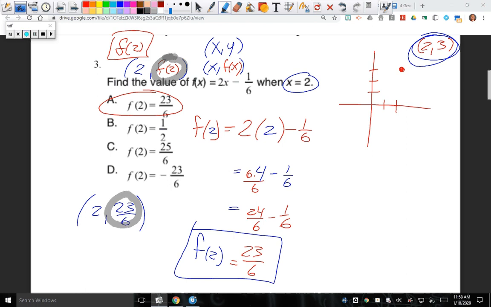Not varies directly. Nice try though. What was that little example with the word combined? Not that one, but nice try. X, write it down if you forgot. X is where or when, and y is what. What is the value? What is the value? So the way you're interpreting it is when x is 2, the y value is 23 over 6. Where and what, okay? All right, new stuff.